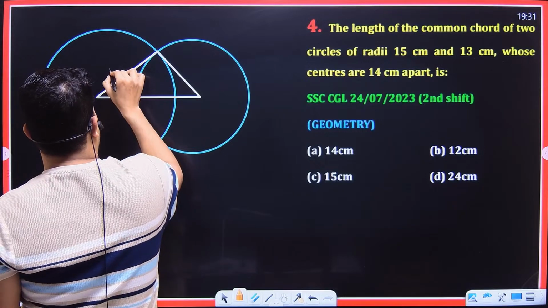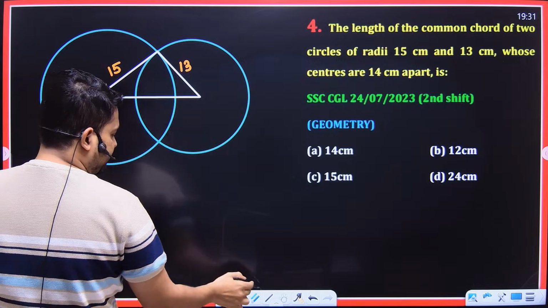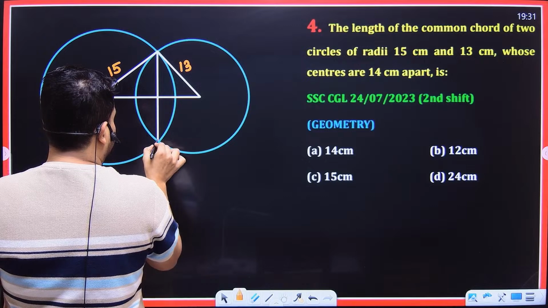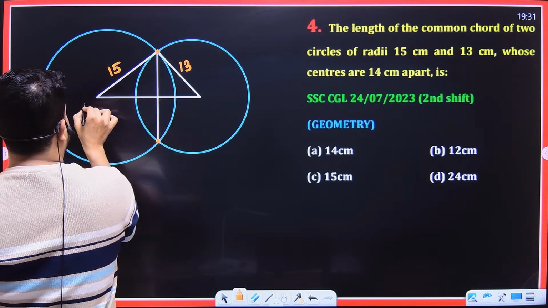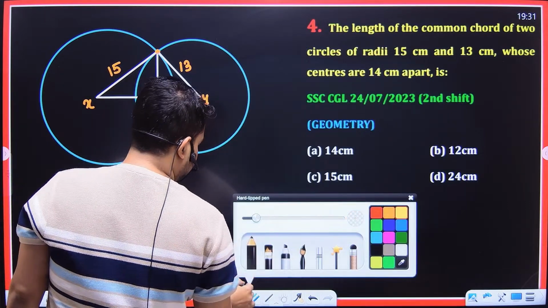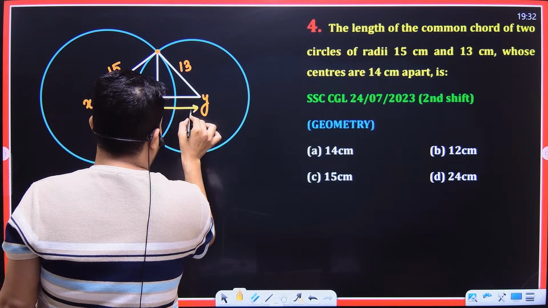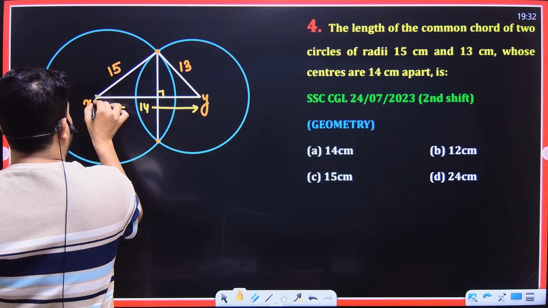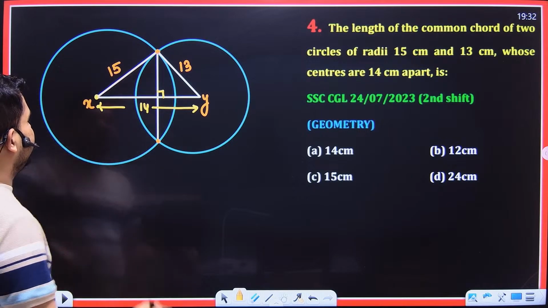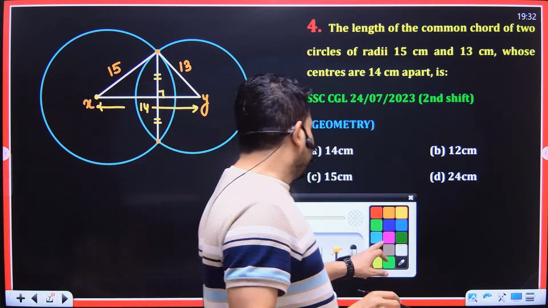See what the radii are. This one is 15 centimeter, this one is 13 centimeter, and the distance between the centers is 14 centimeter. If I take this one as x and this one as y, then this distance is 14, and this one is 90 degree. If I draw a perpendicular on the chord of a circle, then it will divide it into two parts. This one is the property. See, we have to calculate the length of the chord.